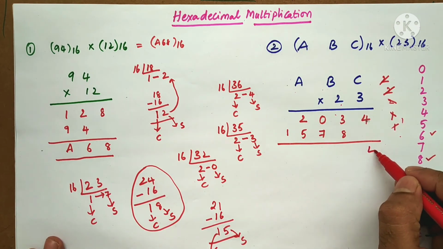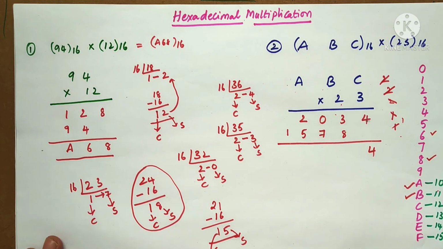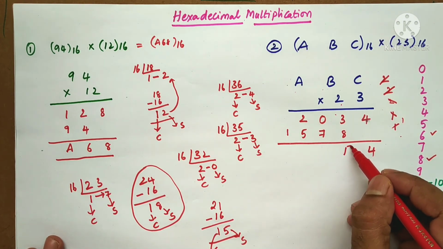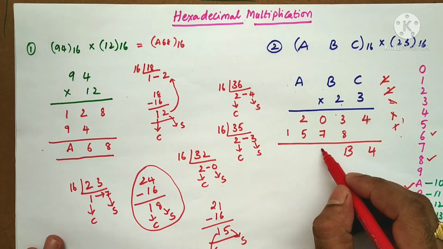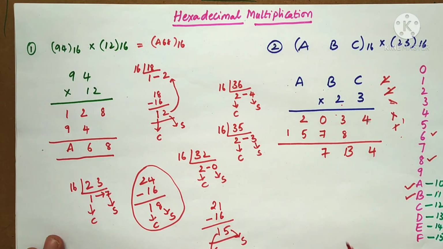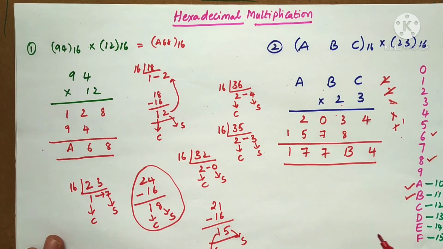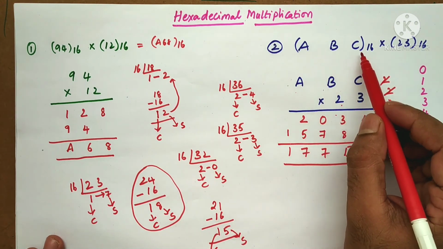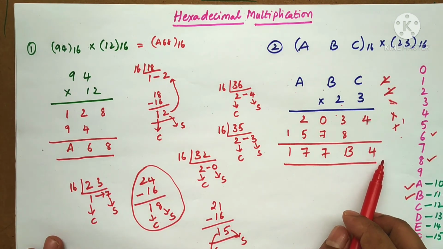Now 8 plus 3, 11. 11 means B. Write B here. 7 plus 0 is 7. 5 plus 2 is 7. And 1 here. So ABC base 16 into 23 base 16 is equal to 177B4 base 16.